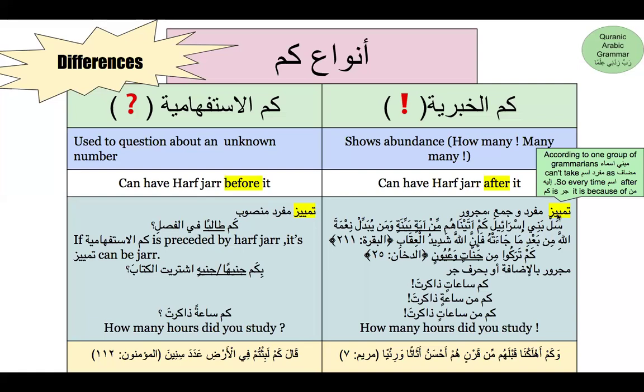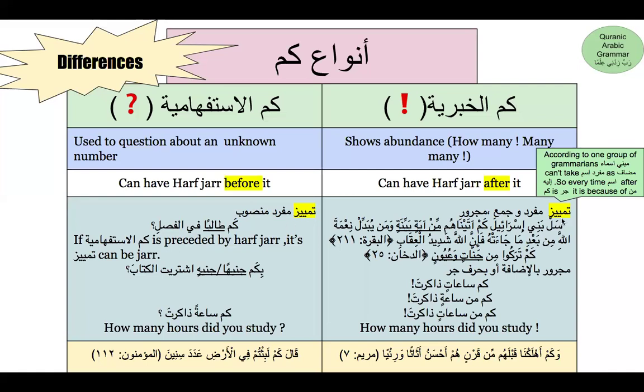When it comes to tamyiz for kam al-khabariyya, the number is either mufrad or jama. When it is mufrad, as we can see here in ayatin, it is going to denote a greater number. When tamyiz for kam al-khabariyya is jama, or plural, it indicates a number that ranges from 3 to 10. So according to grammarians, if tamyiz for kam al-khabariyya is plural, it denotes a number that ranges from 3 to 10. When it comes to tamyiz for kam al-istifhamiyya, its tamyiz is always going to be mufrad.